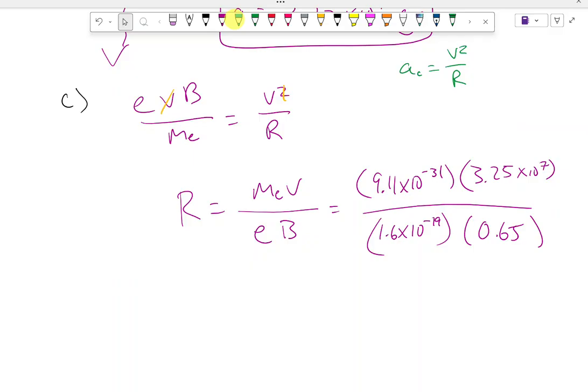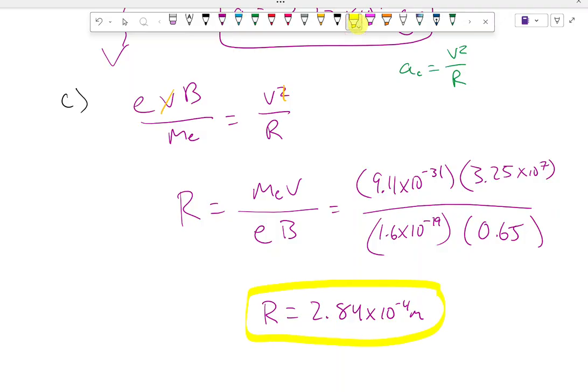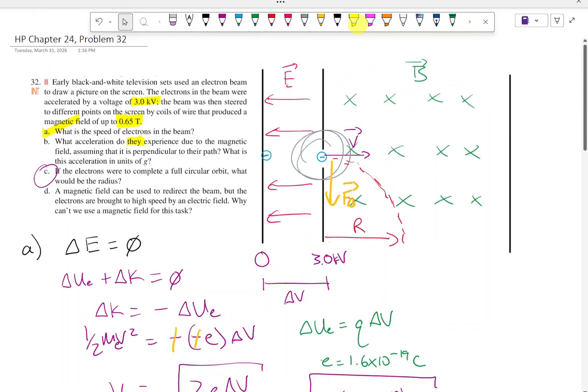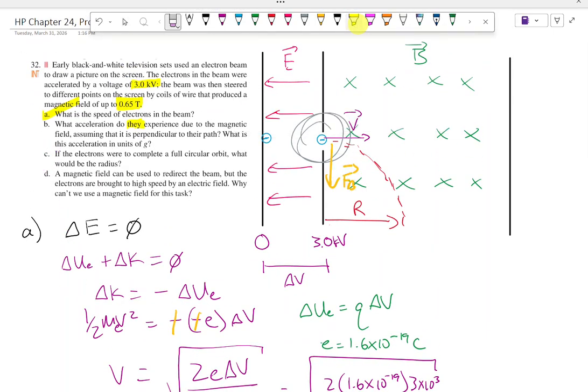So I'm getting a radius of 2.84 times 10 to the negative 4 meters. And there we go, that's the radius I'm getting. Again, hopefully I didn't make any mistakes.